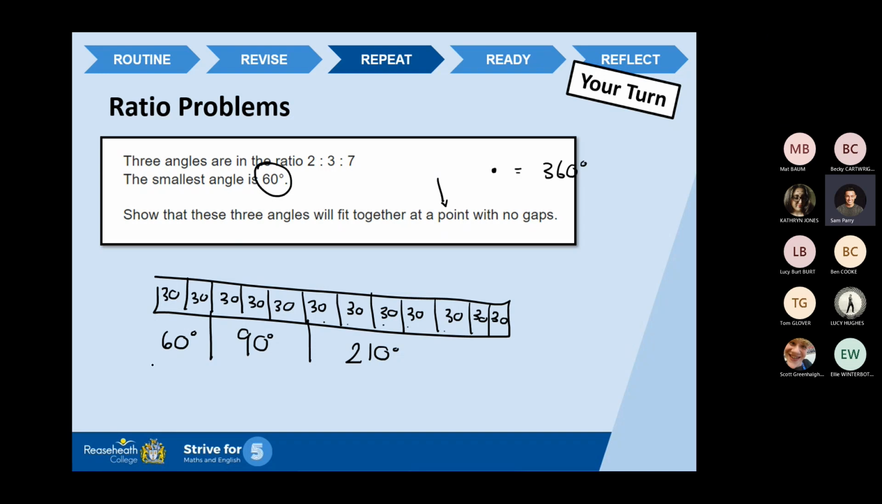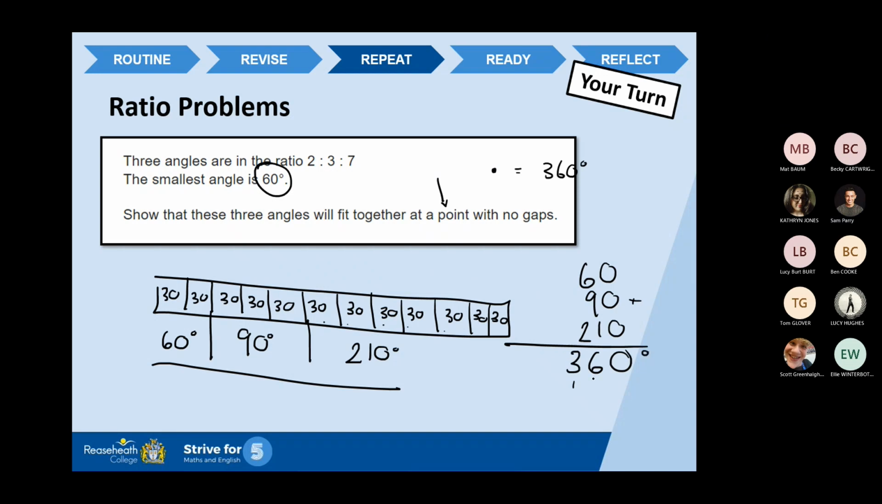So what I need to do here is show that these 3 numbers add up to 360. So 60, add 90, add 210. 0 at the end. 6 add 9 is 15, add the 1 is 16, carry the 1, 2 add 1, 360, boom, 360 degrees. Thank you kindly.